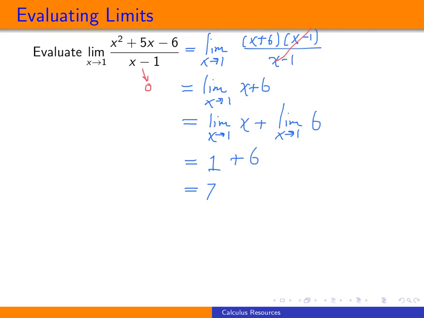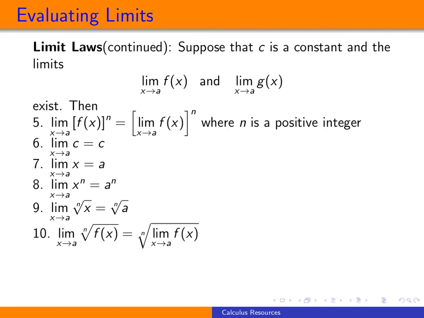Now, in the last step here where we evaluated the limits, we used a few more of our limit laws. So let me finish by stating the remaining limit laws. So the limit of a function raised to an nth power where n is a positive integer, well, you can take that limit and plug it underneath, so it's the limit raised to the nth power. The limit of a constant is that constant. As x approaches a, the limit of x is going to be a.